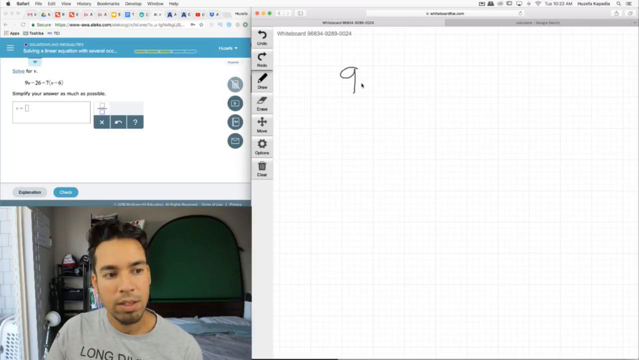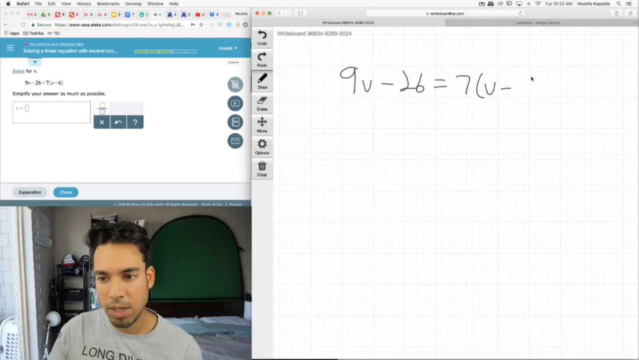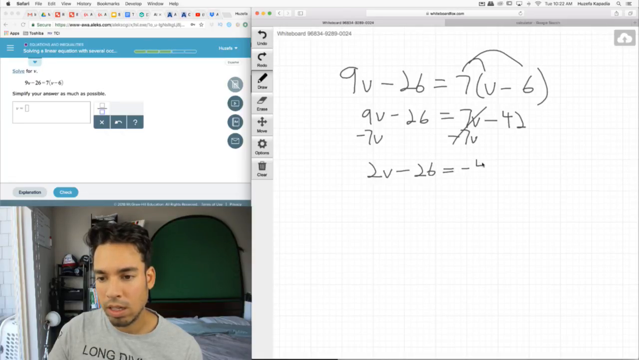All right, next we got 9v minus 26 equals 7 times (v minus 6). All right, same thing. Get rid of these parentheses first by distributing, of course. We got 7v minus 42 equals 9v minus 26. I'm going to subtract 7v from both sides. And we've got 2v minus 26 equals negative 42.